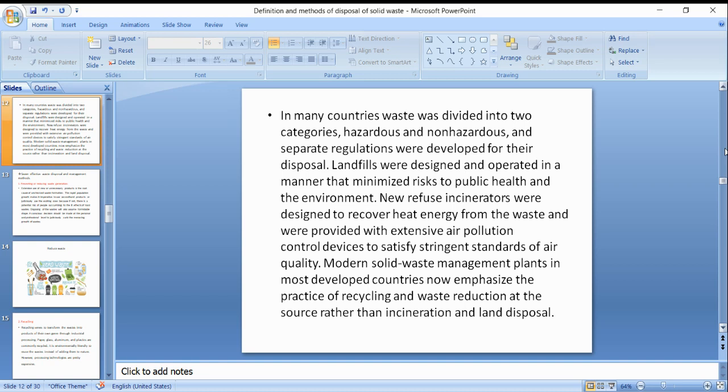Before going to disposal, we can reduce our waste generation. Instead of always taking a new product, we can take a second-hand product, so that we can reduce waste generation. If we reduce waste by ourselves like that, we can control waste generation. So thank you.